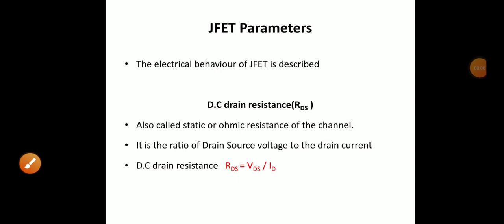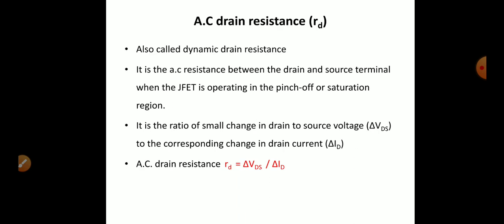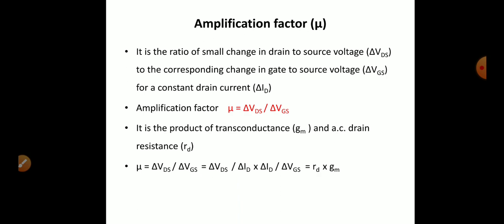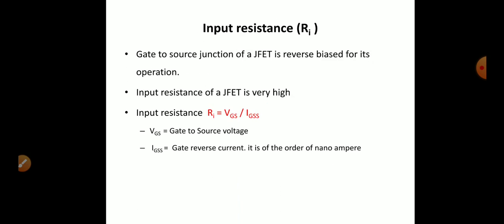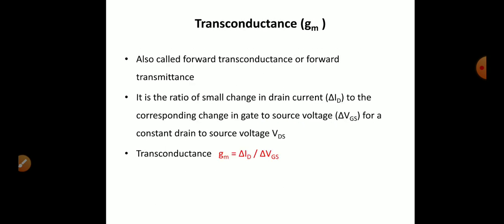Hello everyone. In this video we are going to discuss JFET parameters. JFET parameters are the parameters which give the electrical behavior of a JFET. So JFET parameters describe the electrical behavior. The JFET parameters we discuss here are DC drain resistance, AC drain resistance, transconductance, amplification factor and input resistance. These are the JFET parameters we are going to explain in this session.